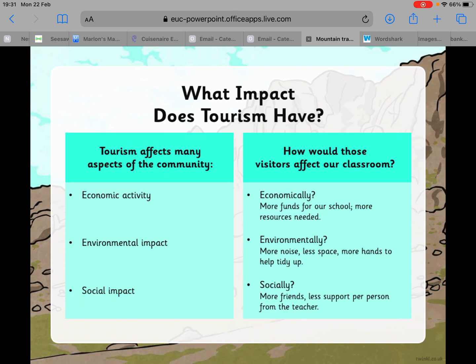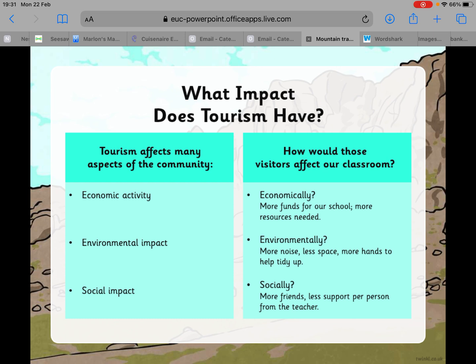So there are some really good aspects to it. So the economic activity, that means that people do spend money when they arrive. So it can be a really good thing, tourism. It does bring money into the areas, it helps businesses. But there is obviously an environmental impact where there might be pollution, there might be noise, there might damage the beauty of the area. But, you know, the social impact can be a lovely thing, different cultures mixing, meeting people, meeting more friends.